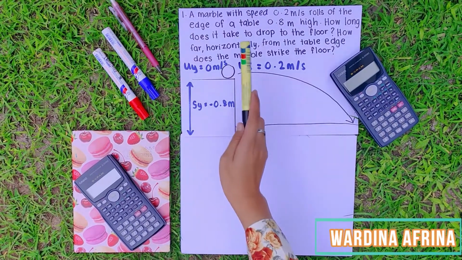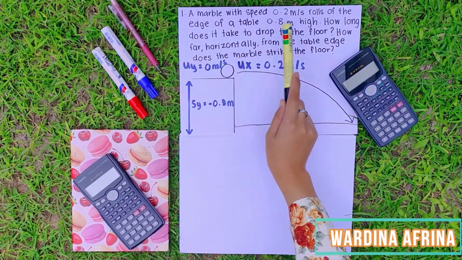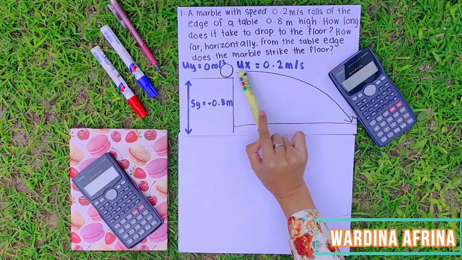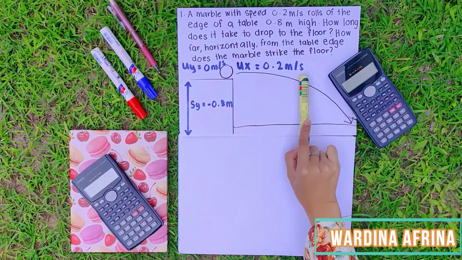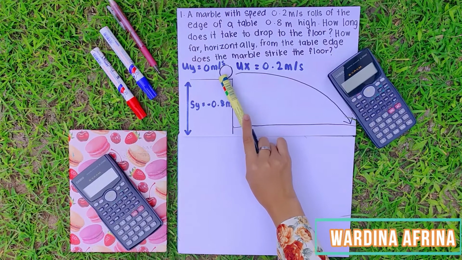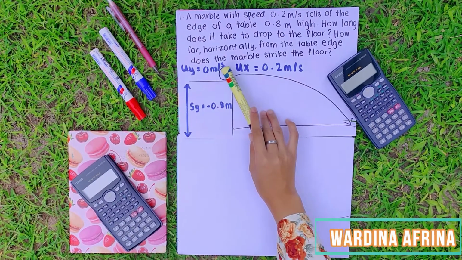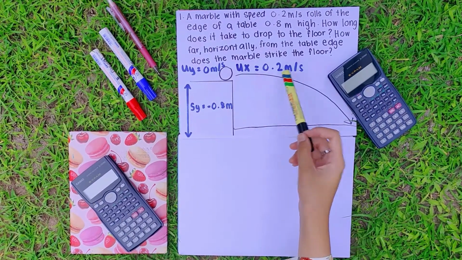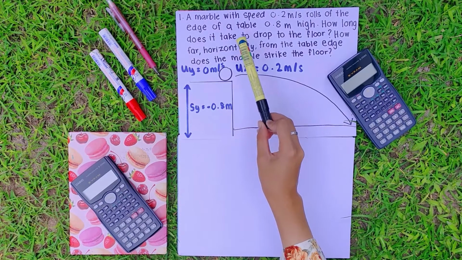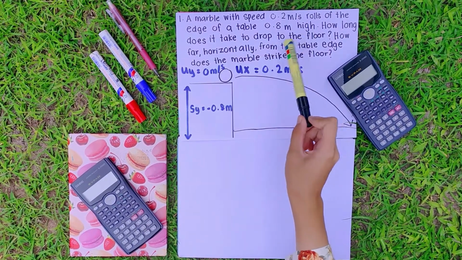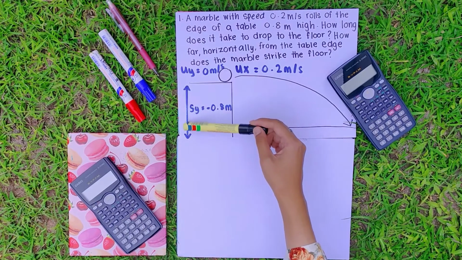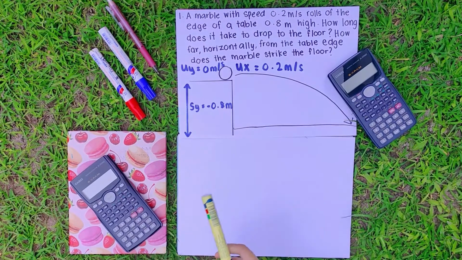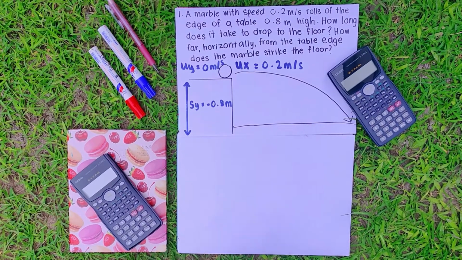So from the sentence of a marble with speed 0.2 meter per second rolls off the edge of a table, we know that ux is equal to 0.2 meter per second. For uy, it is 0 meter per second because the marble is static on the edge of the table. And from this question, we know that the edge of a table is 0.8 meter high, so we can substitute the value of sy as 0.8 meter. But it is negative because the marble is falling down from the edge of a table.